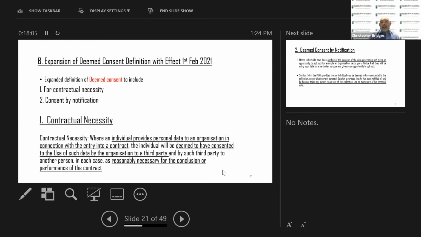Okay, so let's say, for example, a customer purchases a vehicle. He provides his personal particulars in the sale and purchase agreement, and he asks that the seller of the vehicle arrange for hire purchase. In such cases, if the seller of the vehicle provides his personal particulars to a hire purchase company, there is no breach of the PDPA.